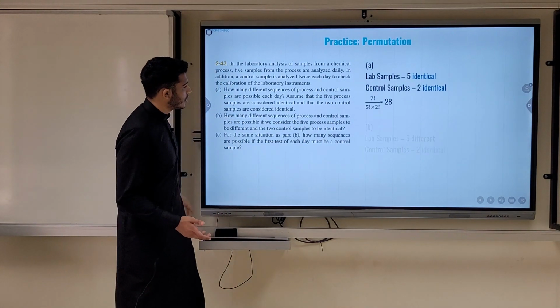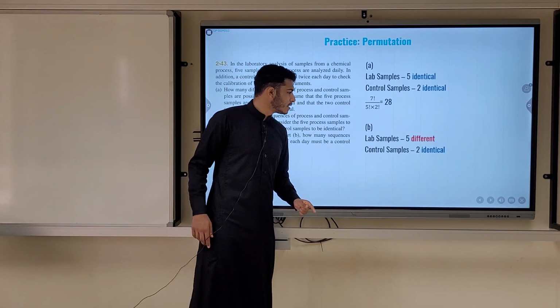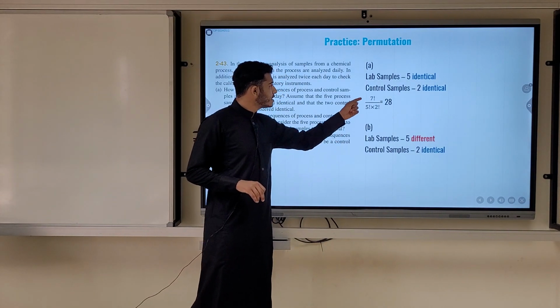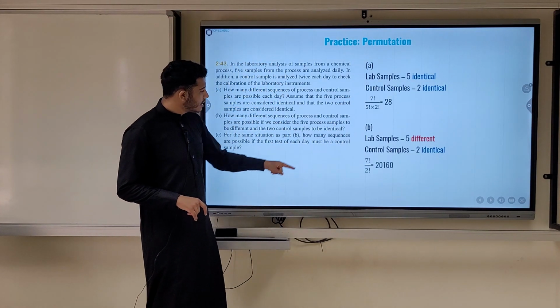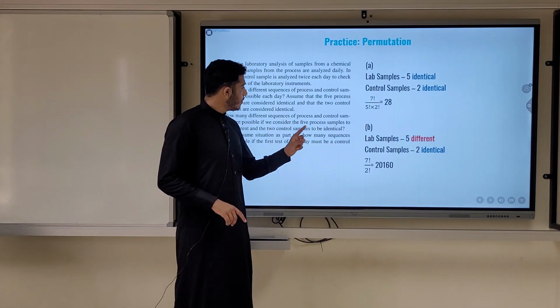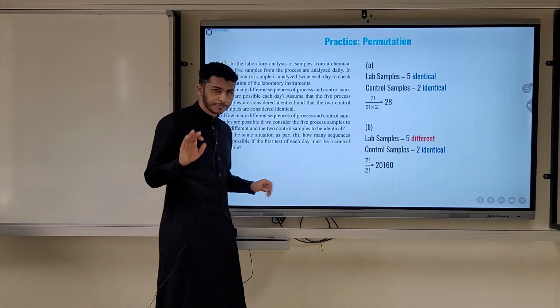So how do we solve this question? We have the lab samples now to be different and the control samples to be identical. We can solve it with the exact same formula. This time, we don't consider the lab samples to be identical, and we get something that looks like this. Still, we are doing 7 operations. However, this time, we only have 2 identicals, and the rest are just different.